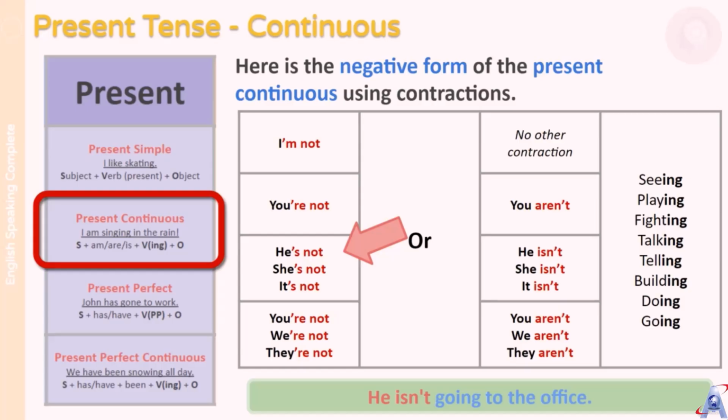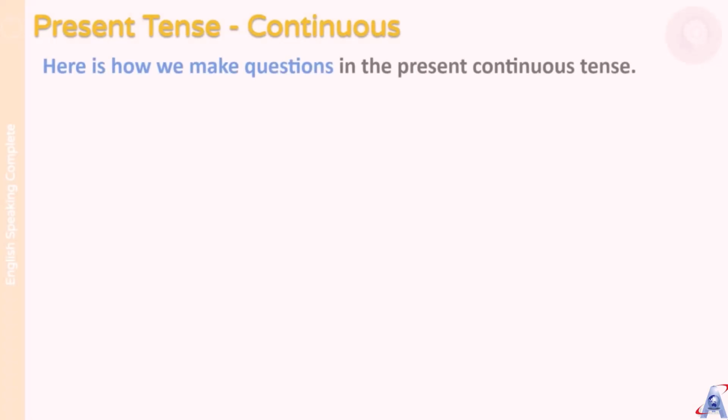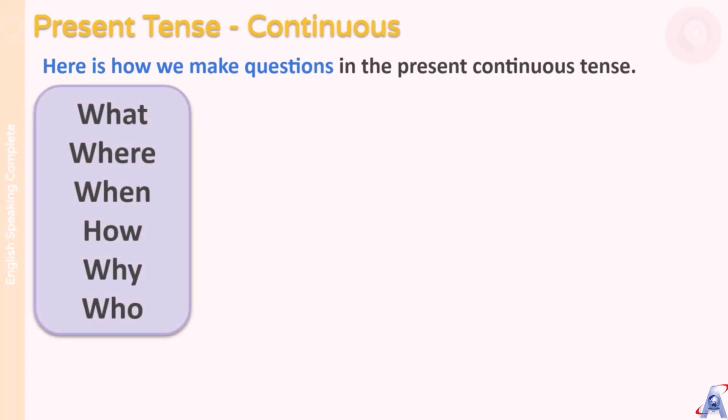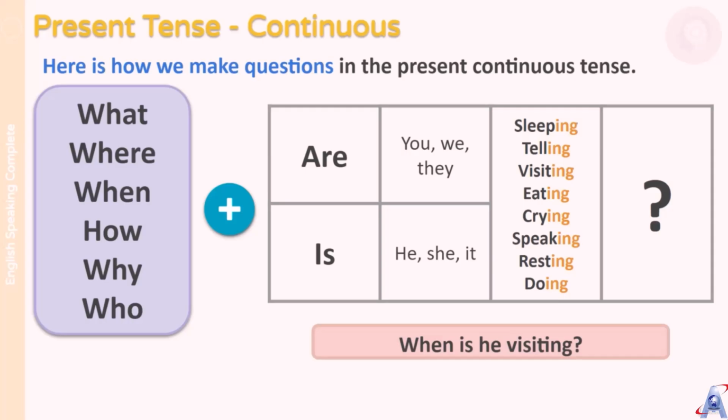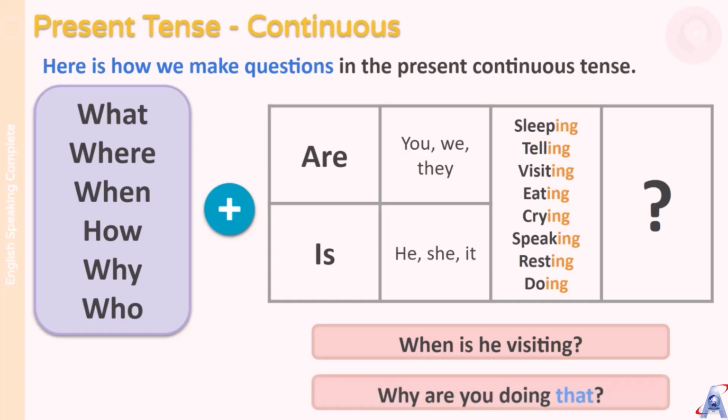How about we take a look at making questions in the present continuous? So again, we can use our 6 W words here. And quite simply, we can plus them like this. Are, you, we, they, plus verb ing, plus question mark. Or is, and then he, she, it, plus verb ing, of course, plus question mark. When is he visiting? Why are you doing that? And I've just added this extra piece of vocabulary to clarify what I'm talking about. Why are you doing that? And quite simply, I'm following the table and the flow above in making these questions in the present continuous.